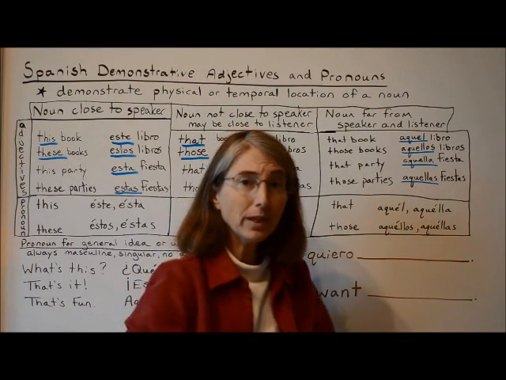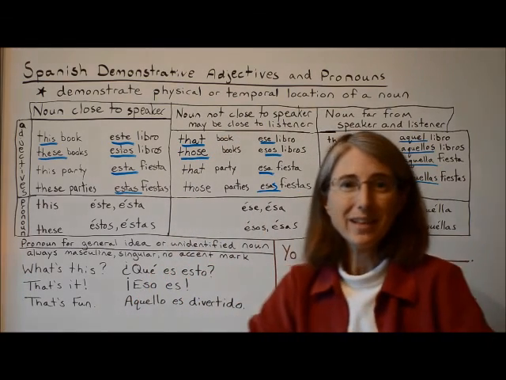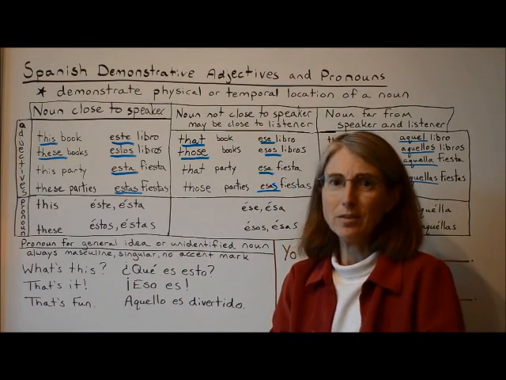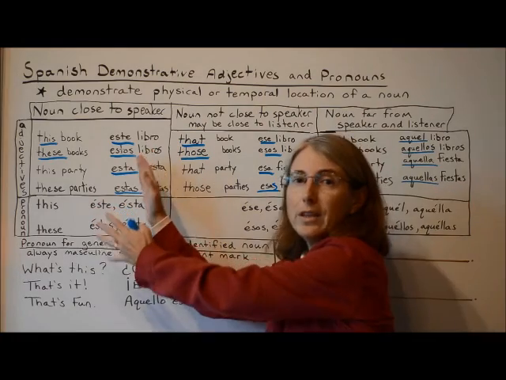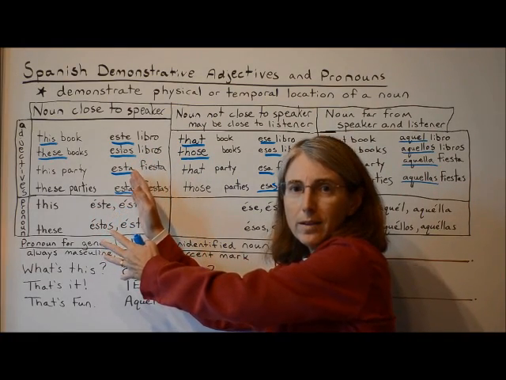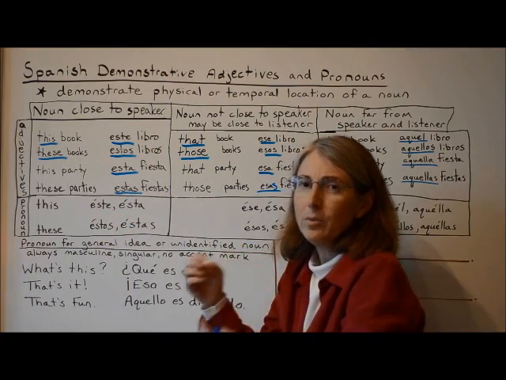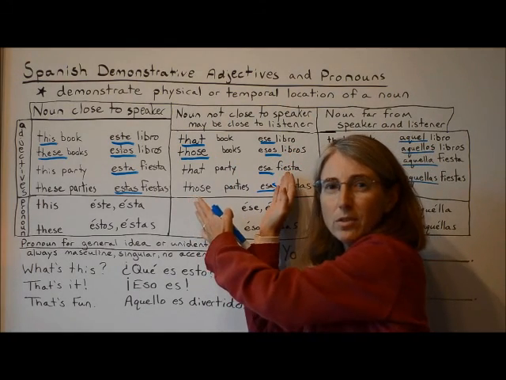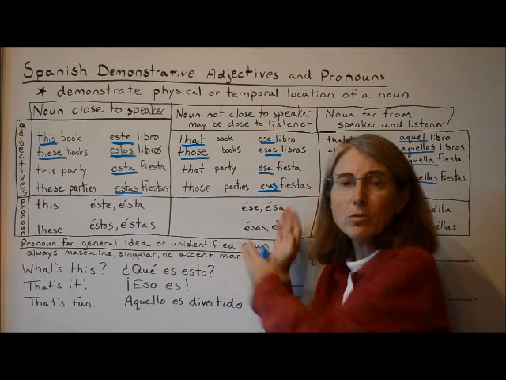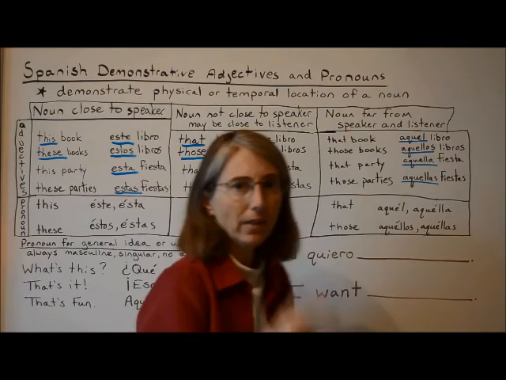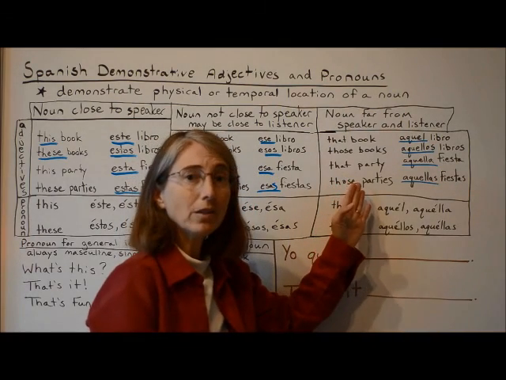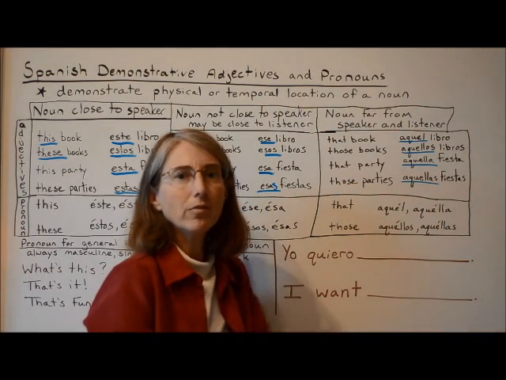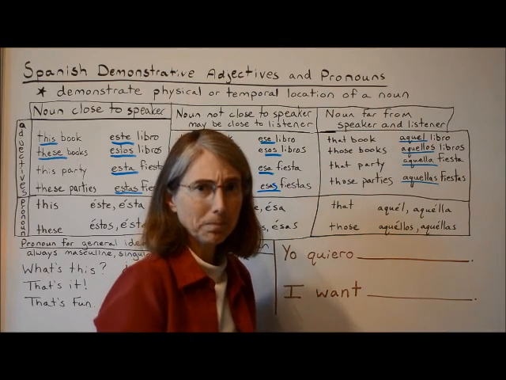Alright, so we have three categories of location that these demonstrative adjectives describe. We have the noun is close to the speaker. We have the noun is somewhat far away from the speaker but maybe close to the listener. And then the third category, the noun that's being described is far away from the listener and the speaker.